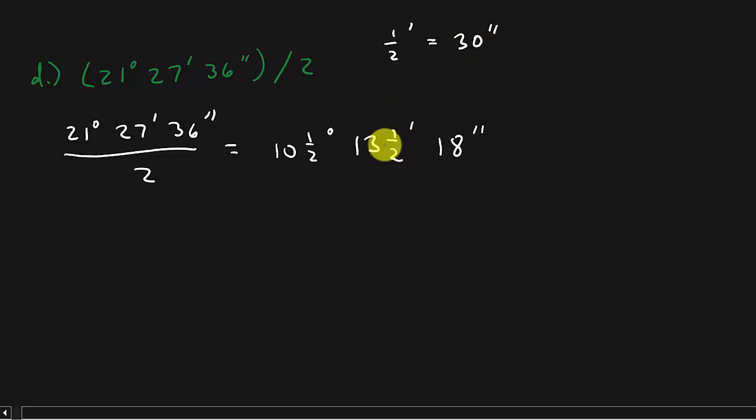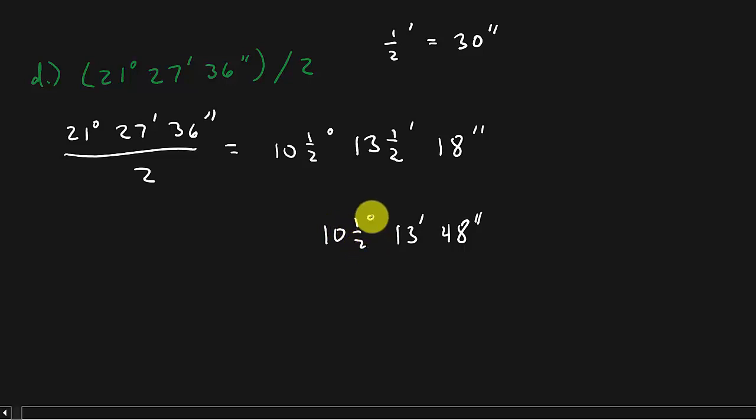So if I take this half minute and I move it over here to the seconds, well, half a minute is 30 seconds. So 30 plus 18 is 48 seconds. And then I've got the 13 minutes here. You see that? And then let's go ahead and write the 10.5 degrees.